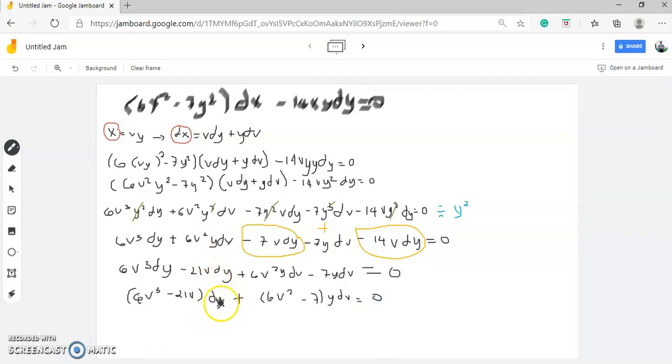If I multiply this dy to this part, you have 6v cubed dy, then negative 21v dy, okay, this is correct. Next, multiply this one, y dv, to this one, so you have 6v squared y dv, and 7 times this. So this is still the same as the one above. When we check, you go above, it will still return to the given.